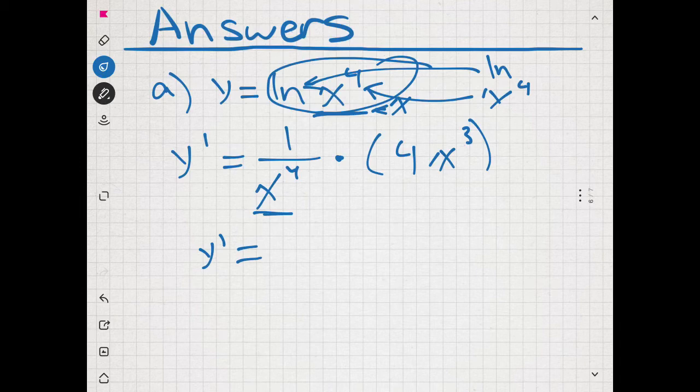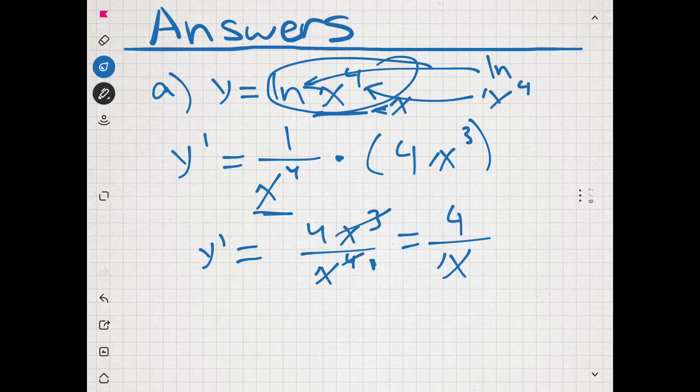So what we get is essentially 4x cubed all over x to the power of 4. And this can be further simplified if you remember your exponential rules. This will turn into 1, because if it's a division, it will be a subtraction. So what we have is 4 over x, and that is the answer. So y prime is equal to 4 over x.